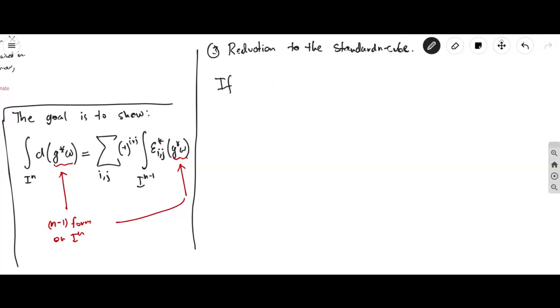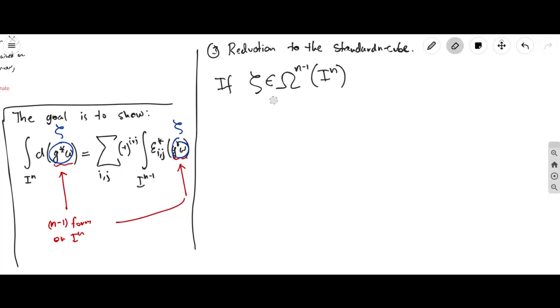Now, what you will notice is there's nothing special about this. This is some kind of form, so you can give it a new name. Let's call it zeta or something. It's a new form. Whatever it is, it's just some kind of n minus 1 form. So if zeta is an n minus 1 form on the n-dimensional cube.